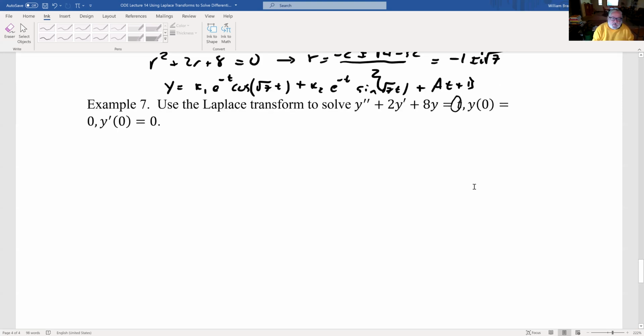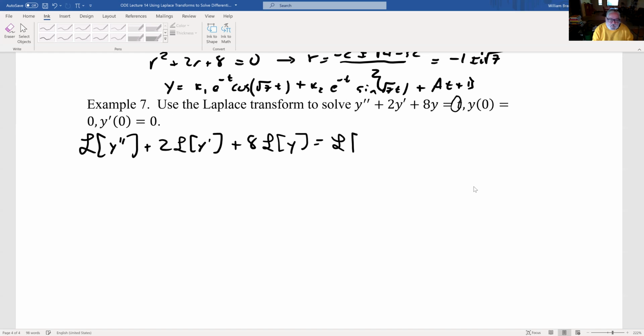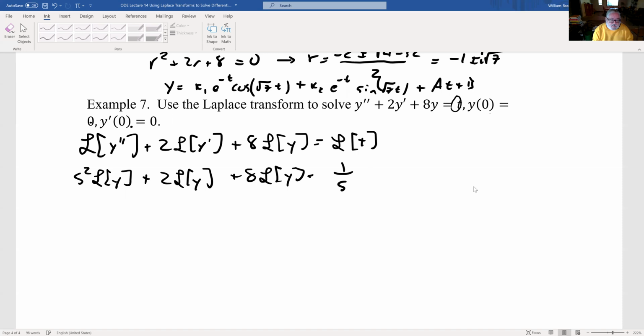How does the Laplace transform handle this? So the Laplace transform of y double prime plus 2 Laplace transform of y prime plus 8 Laplace transform of y equals Laplace transform of t. Look all these things up. s squared Laplace transform of y minus s times y of 0, but that's 0, minus y prime of 0, that's also 0, plus 2s Laplace transform of y minus 2 times y of 0, but that's 0, plus 8 Laplace transform of y equals 1 over s squared.